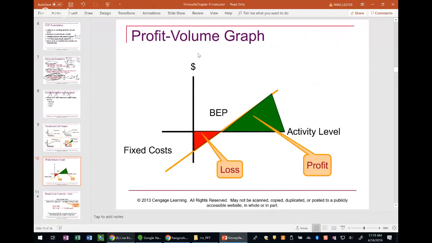Break even is not hard though. You've got your activity level, and somewhere you've got your break even in here. Anything below that is a loss, anything above is a profit. You've got your fixed costs and you've got your sales price.